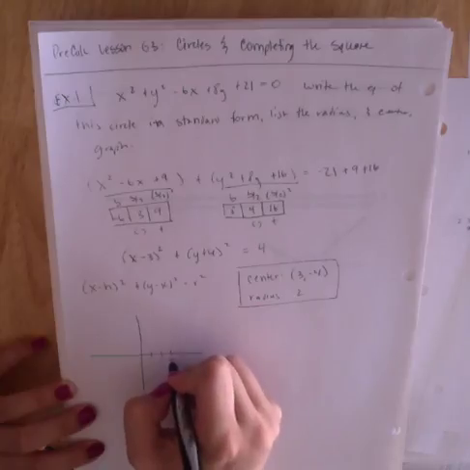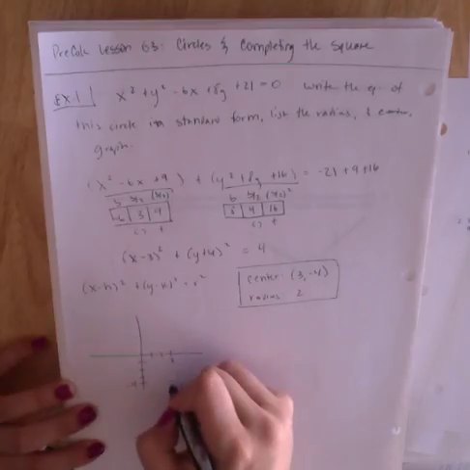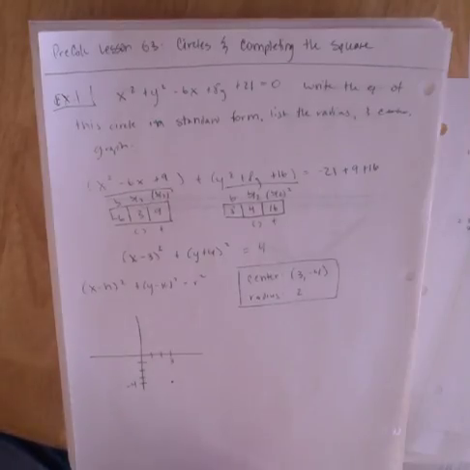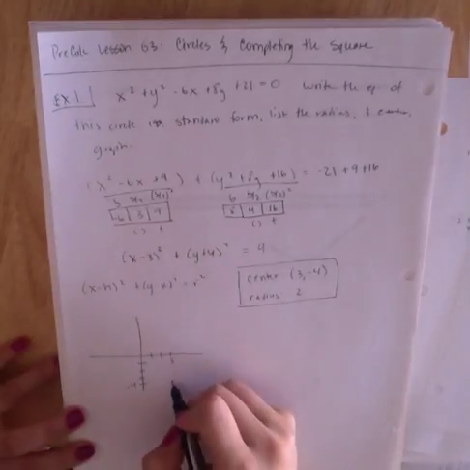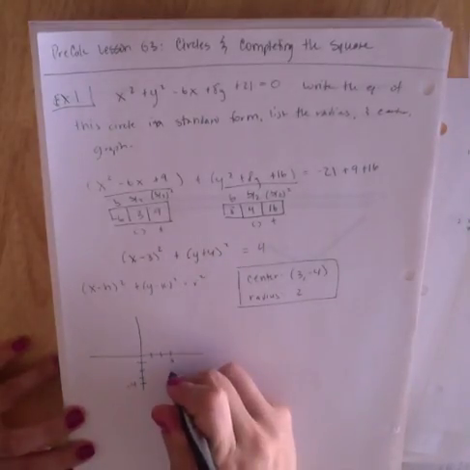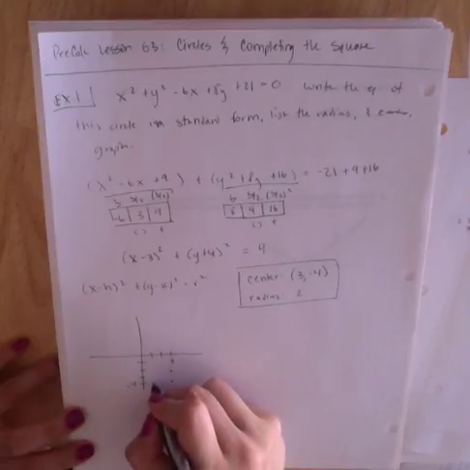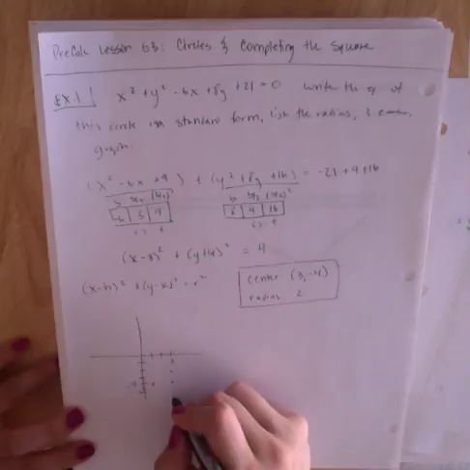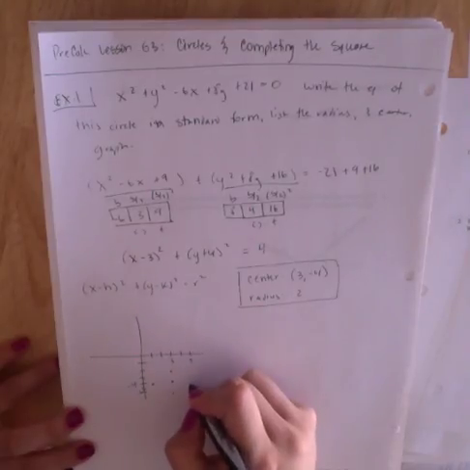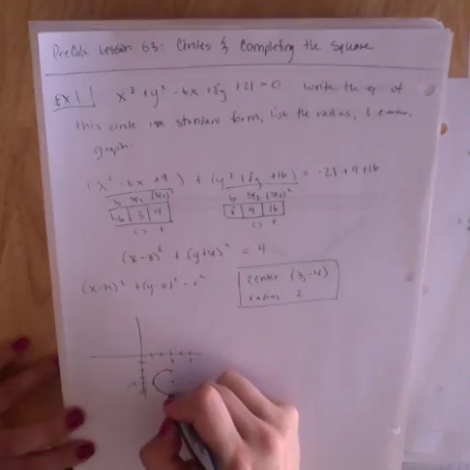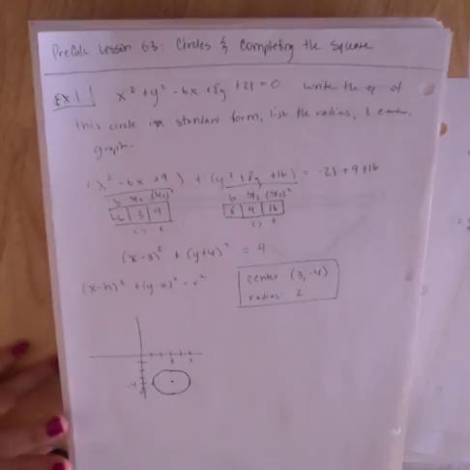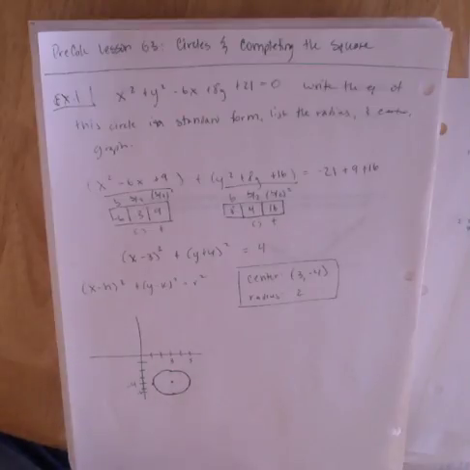So my center, I have (3, negative 4). Now my radius is 2, so basically I'm going to pick a point north, south, east, and west of my center, and I do it 2 above. So negative 4, 2 above gives me negative 2. 2 to the left gives me 1. If I go down 2, it gives me negative 6, and 2 to the right gives me 5. And I draw my circle between those points. Notice I've labeled points. You could also label your center like this. And there you have it. I have completed the square and I've graphed my circle.